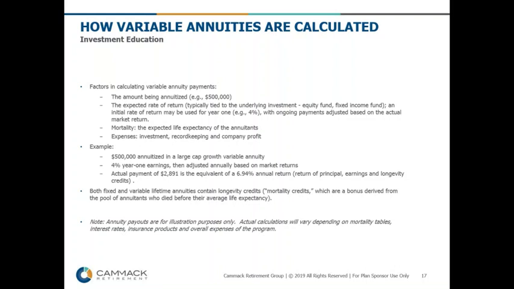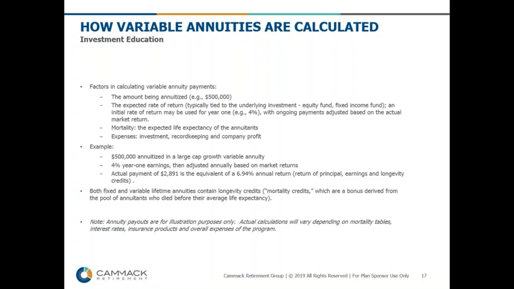This is the third bullet. Both fixed and variable lifetime annuities contain longevity credits. Sometimes these are called mortality credits, which are a bonus derived from the pool of annuitants who died before their average life expectancy. So that's the other thing that comes into play. If you're in poor health and you're not expected to live a long time, taking a lifetime annuity might not be the thing to do, because once you annuitize, you've given your money to the insurance company, and then based on choices you made, your spouse, partner, or beneficiaries might get that money depending on the choices that you make.